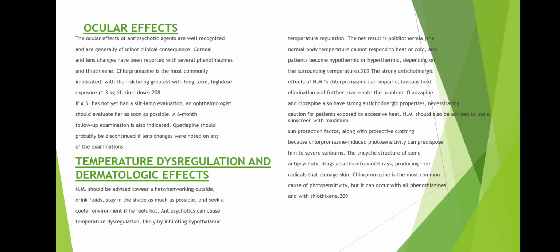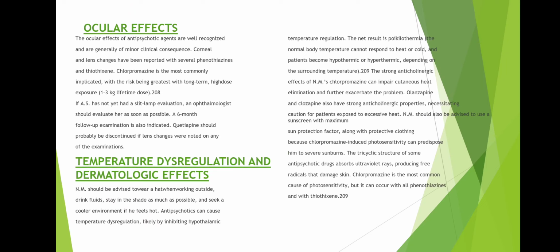Temperature dysregulation and dermatological effects. NM should be advised to wear a hat when working outside, drink fluids, stay in the shade as much as possible, and seek a cooler environment if he feels hot. Antipsychotics can cause temperature dysregulation, likely by inhibiting hypothalamic temperature regulation. The net result is poikilothermia. The normal body temperature cannot respond to heat or cold, and patients become hypothermic or hyperthermic depending on the surrounding temperature.